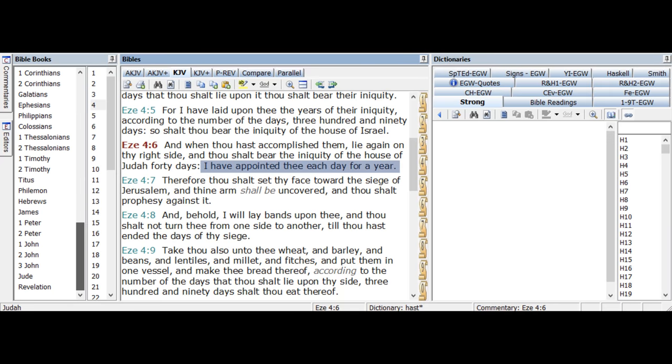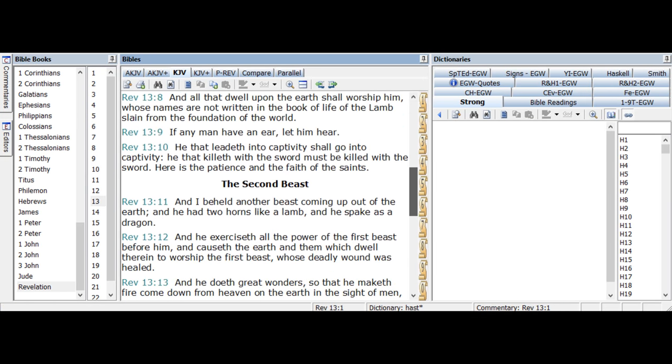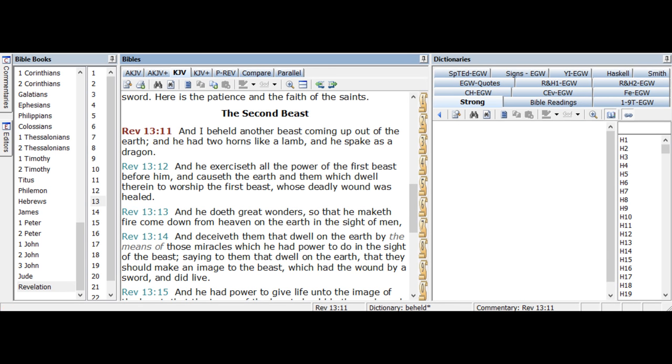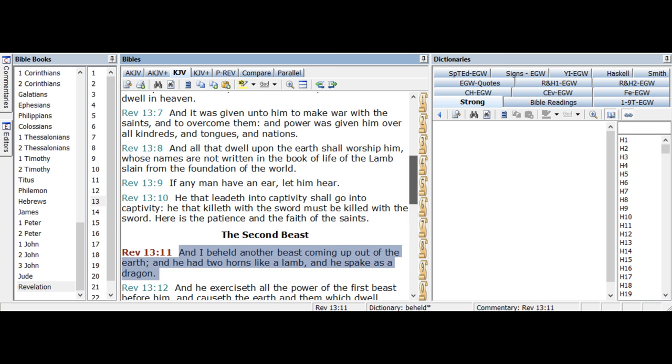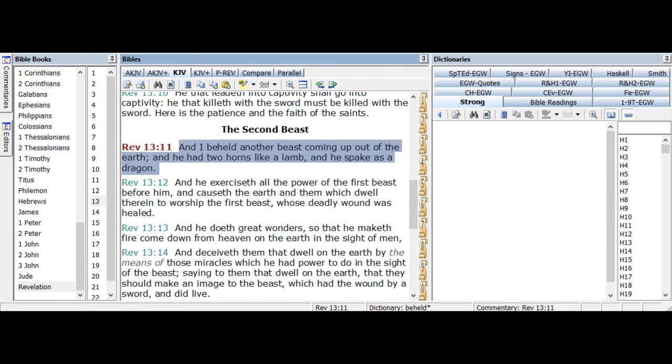Watch this. Revelation 13. Again, we're going to start from verse 11. The second beast. And I beheld another beast coming up out of the earth, and he had two horns like a lamb. He spake as a dragon. So the second beast was coming up around the time the first beast went down. Remember, the first beast, which is the papacy, the Pope was arrested in 1798. And that's when the papacy went down. So around that time, which would be the late 1700s, there's going to be a second beast coming up out of the earth.